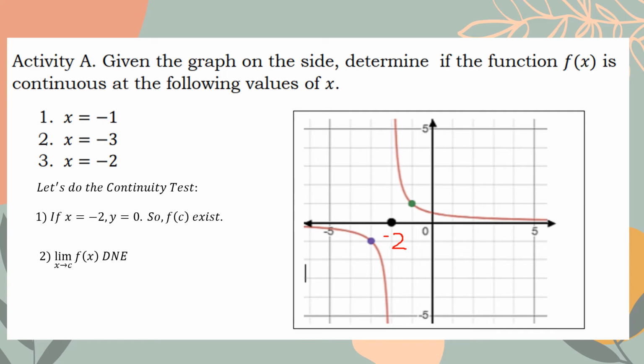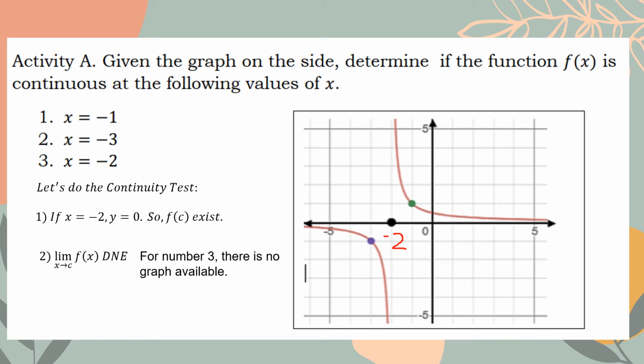This is x equal to negative 2. So, from the left, okay, for number 3, there is no graph available. What do I mean by this?